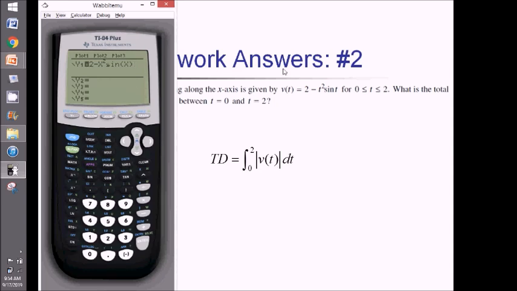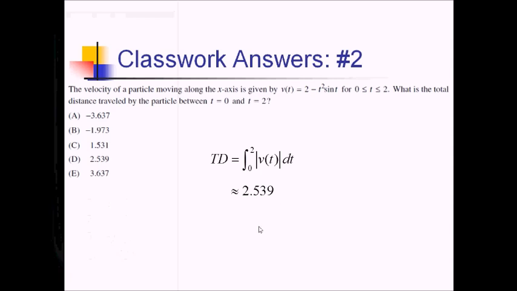I'll start by entering my function as my y1, y equals. Not necessary, but it helps. So now we have the integral from 0 to 2 of absolute value of y1 dx, which gives us approximately, drum roll, 2.539. So that's going to be choice D.